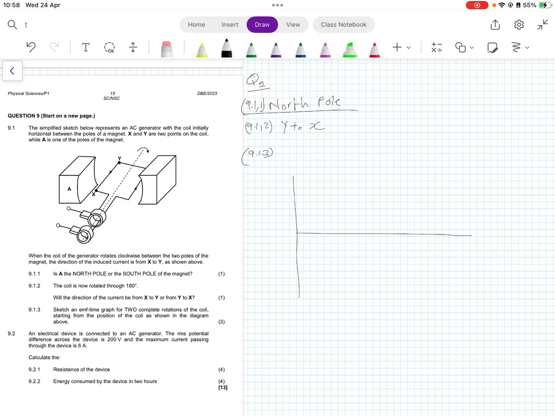Remember, we said that this is the north pole, and our magnetic field is oriented in that direction. So this coil is almost parallel to the magnetic field, meaning that the EMF can't be 0. Your graph has to start from any point above the 0 point, and it will fluctuate for 1 complete rotation. And that is your EMF versus time graph.